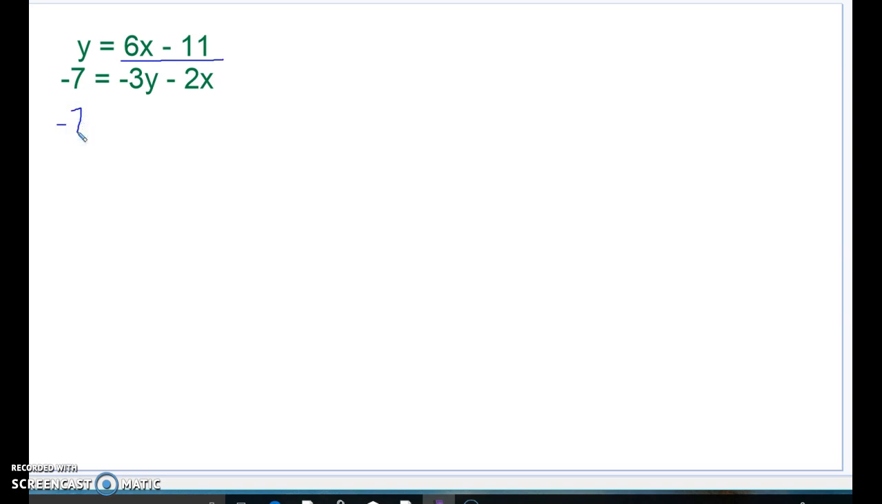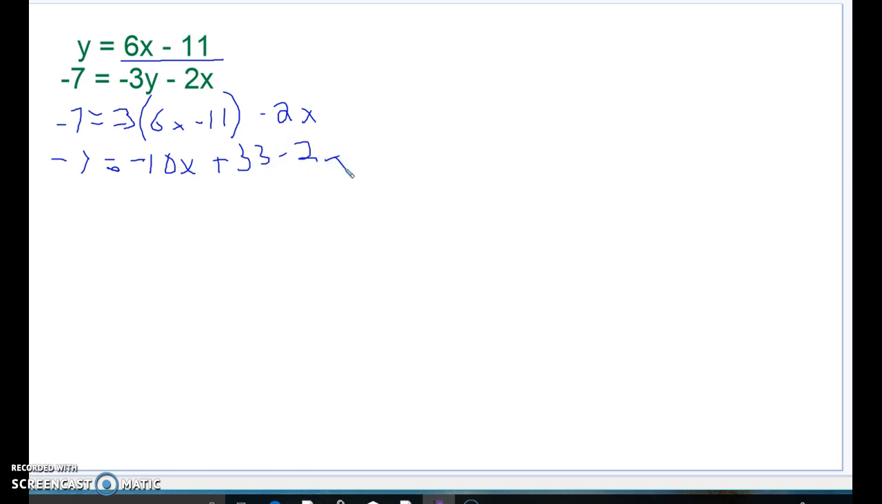So let's rewrite the second equation with that new value for y. We have negative 7 is equal to negative 3 times y, where y is 6x minus 11, and that quantity minus 2x. We start by distributing this negative 3 across the value for y. Negative 3 times 6x gives us negative 18x, and negative 3 times negative 11 gives us a positive 33. So we have plus 33 minus 2x.